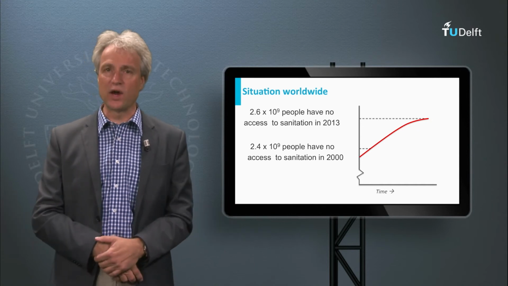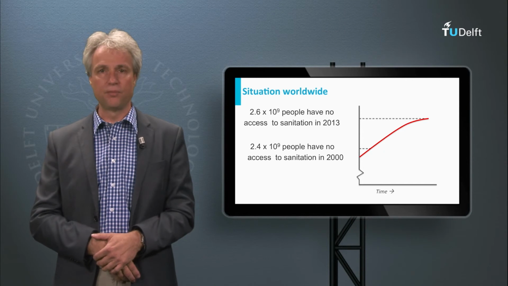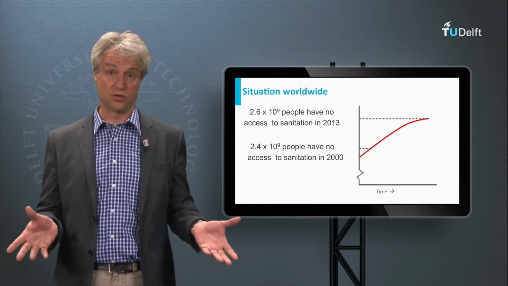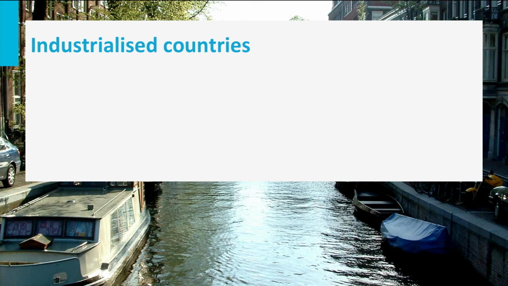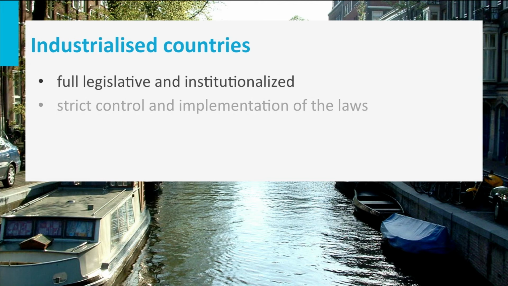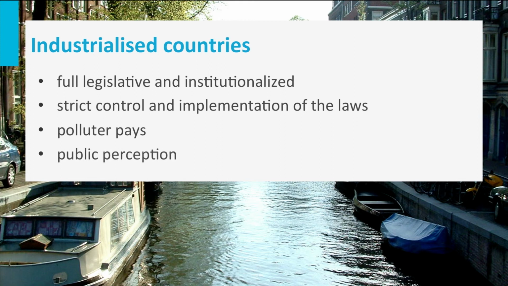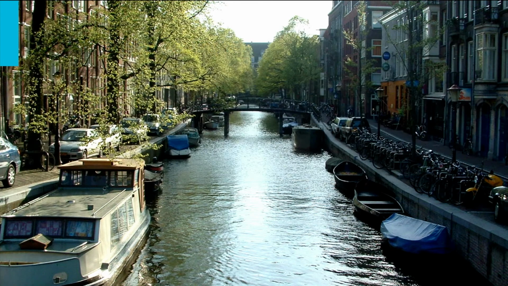The reasons for this incredible backlog are multiple and quite complex and go beyond, in fact, the scope of this course. In industrialized countries, we have a full legislative and institutionalized backup to protect our environment and prevent non-controlled discharges. This leads to strict control and implementation of the laws. Also, the already mentioned polluter pay principle is widely adopted, so industries and individuals actually pay for the required treatment. Moreover, public perception here is strongly in favor of environmental protection, although we realize that this costs money.